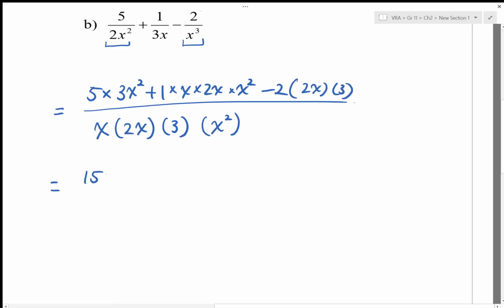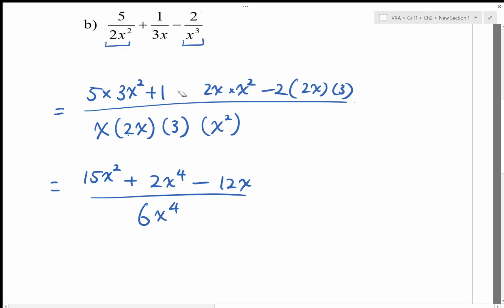So we have 15x squared plus 2x to the power of 4 minus 12x over, what is this? 6, and then 6x to the power of 4. Okay, so hopefully that's okay. Oh, by the way, there's got to be no x here, right? Because 3x has x and 3, so it doesn't have 2x and the x squared. That's why we have to multiply these two here, okay? So hopefully you're not confused. So this has to be cubed here too.